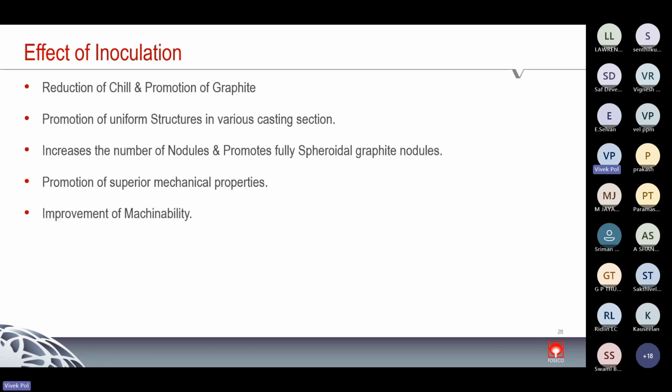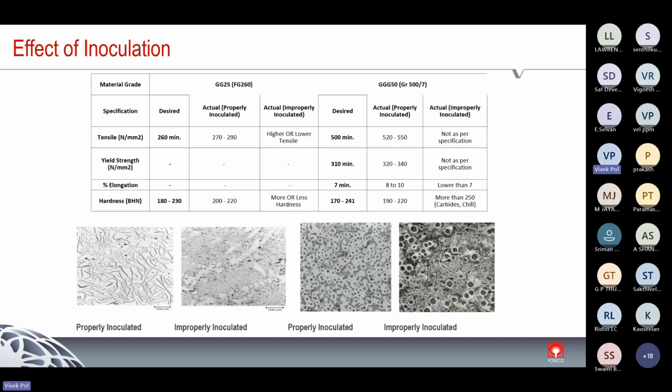And once we get a good or uniform microstructure, then automatically we get good mechanical properties, and overall machinability also improves. So this is the effect of inoculants. Again, very basic information on inoculant. Maybe we all know about this.